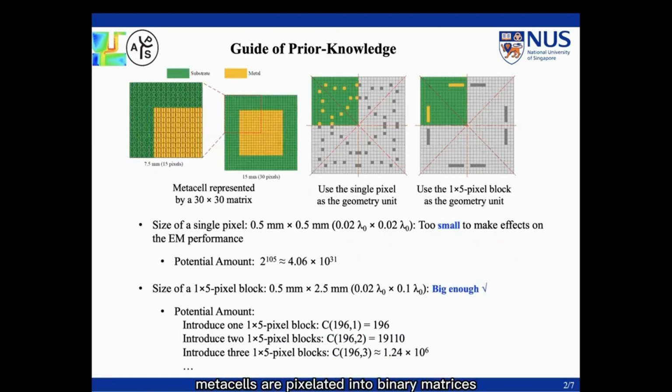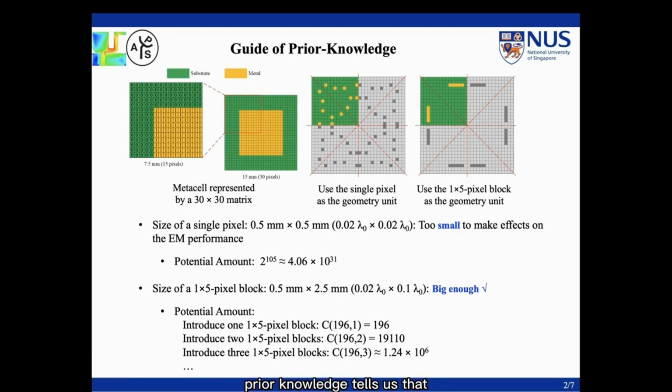In this work, metacells are pixelated into binary matrices, where 0 stands for air and 1 stands for metal. Suppose there is a metacell represented by a 30 times 30 matrix. If we introduce pixels one by one, considering the symmetry of the metacell, the potential amount of geometry patterns is about 4 times 10 to the power of 31. It's a very huge amount of data.